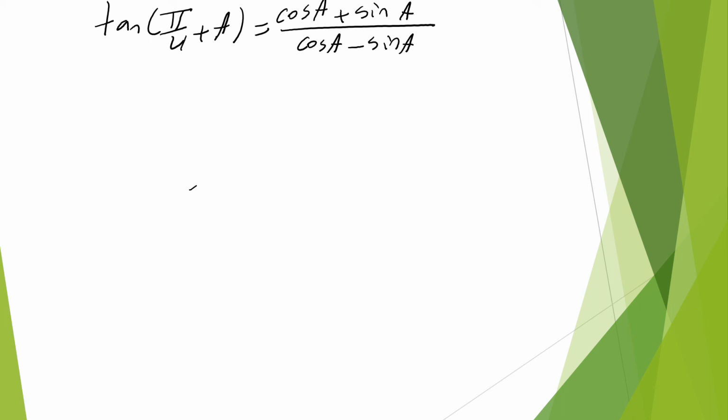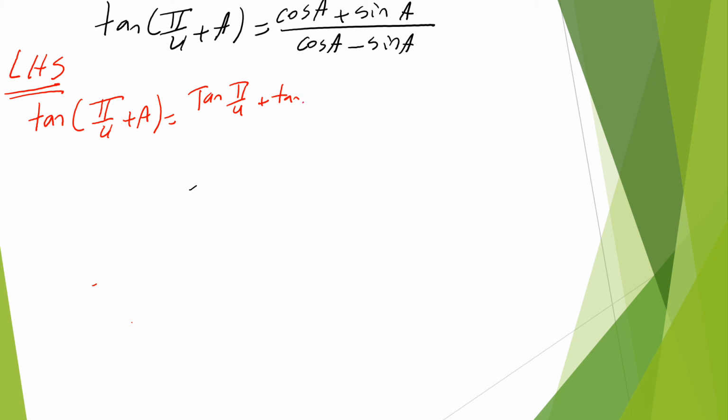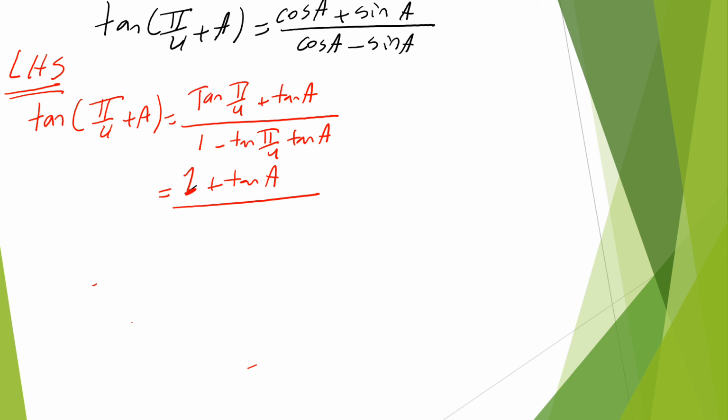So I'm going to work on the left-hand side. Tan of pi over 4 plus A is tan pi over 4 plus tan A over 1 minus tan pi over 4 tan A. Now tan pi over 4 is 1, so I'll substitute. That's 1 plus tan A over 1 minus 1 times tan A, so it becomes 1 minus tan A.